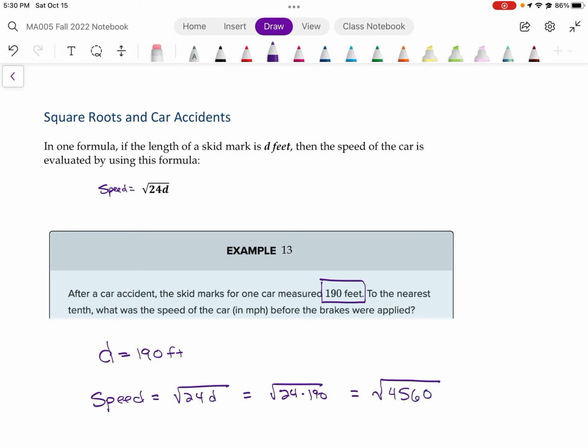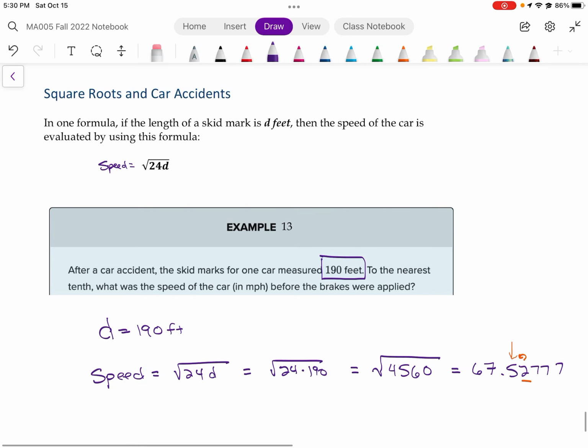So we're going to take the square root of that answer, and we get 67.52777 and so on. So it says to the nearest tenth. So the tenth would be that one right there. So what is the 2 going to do to the 5? Nothing. So it's going to leave it a 5. So the speed of the car was 67.5 miles per hour.